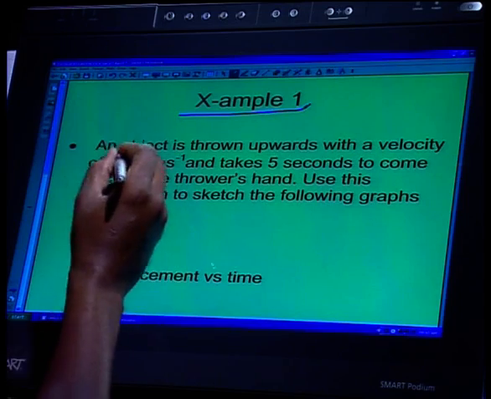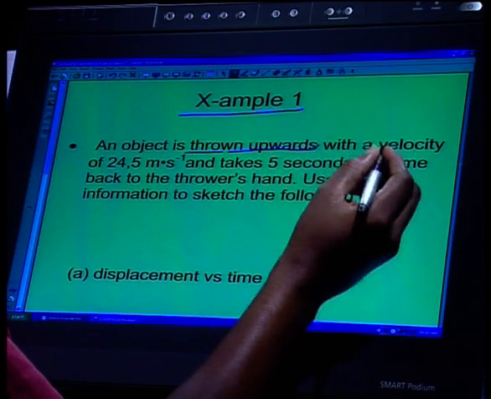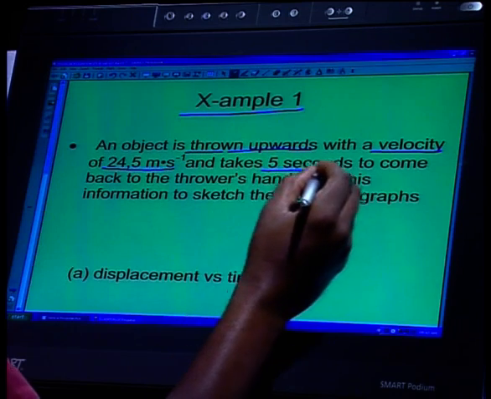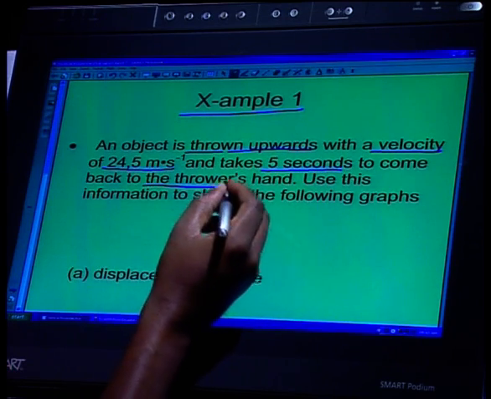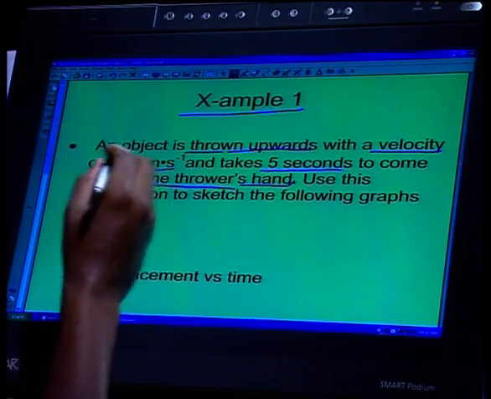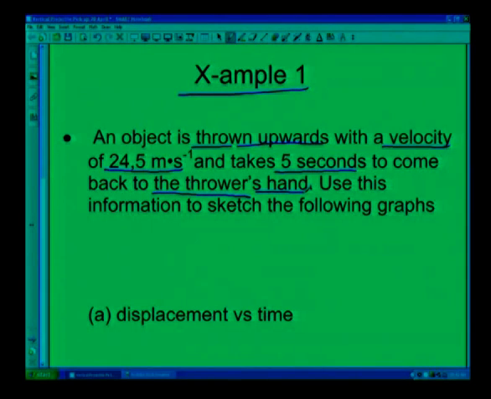Example 1 talks about an object being thrown upwards with a velocity of 24.5 meters per second, and it takes 5 seconds to come back to the thrower's hand. So the thrower's hand becomes our reference point. Because we're talking about objects being thrown up and down, and vector quantities like velocity, we have to define our directions. Upwards is positive, so downwards will be negative.